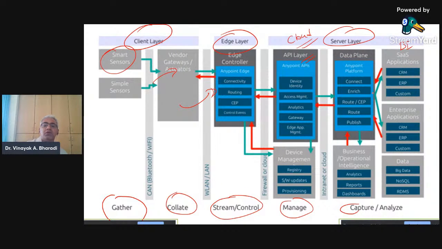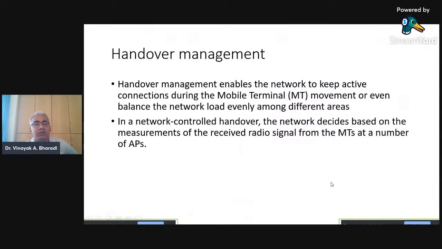It gives you one overall end-to-end application experience. That's why device management, business operational intelligence management, data management, all these things are there.